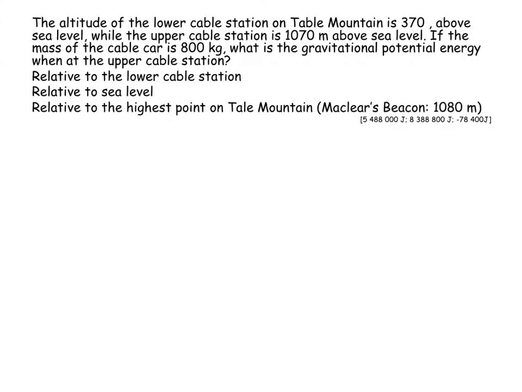We've got Table Mountain. The lower cable station is 370 meters above sea level. The upper one is 1,070. So the difference between those two is 700 meters. If the mass of the cable car is 800 kilograms, what is the gravitational potential energy when at the upper cable station relative to the lower cable station?